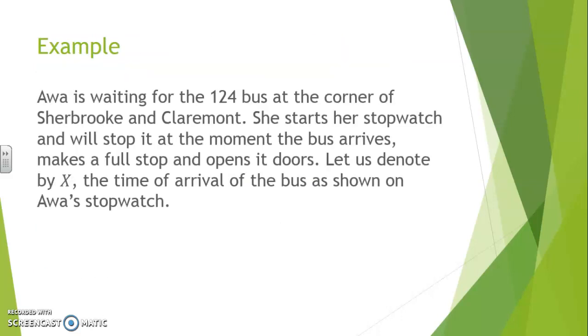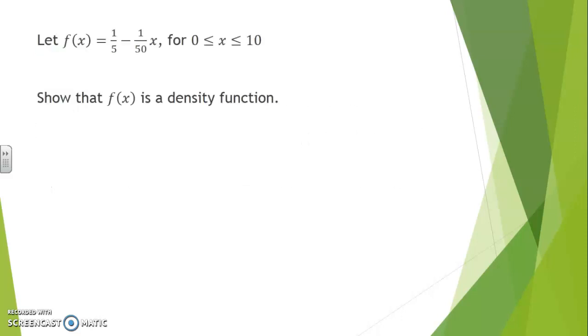For example, let's assume Awa is still waiting for the 124 bus, and she will count time as we mentioned earlier. Let us denote by x the time of arrival of the bus as shown on Awa's stopwatch. Let f of x equal 1/5 minus 1/50th of x represent the density function for her waiting time, and x will be considered to be between 0 and 10.